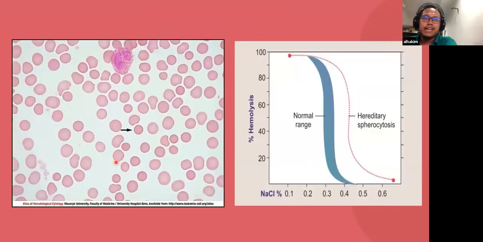Here is how it looks. It's different from the normal RBC, which is biconcave. The spherocyte is a sphere, and of course there is no central pallor, whereas a normal RBC has central pallor. And here is the graph of the osmotic fragility. It is shifted to the right, where the spherocyte will rupture early compared to the normal RBC. It means hereditary spherocytosis is associated with early destruction of the RBC.